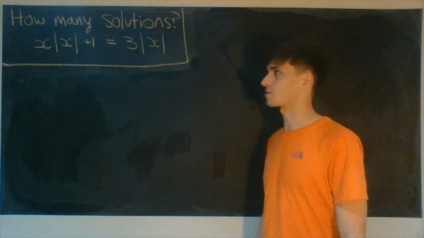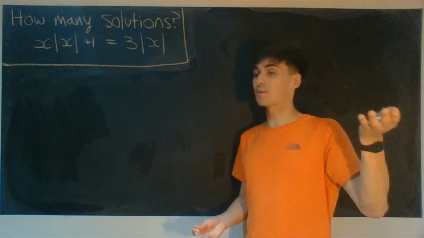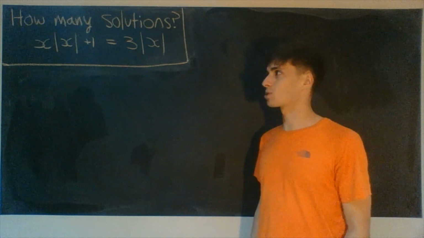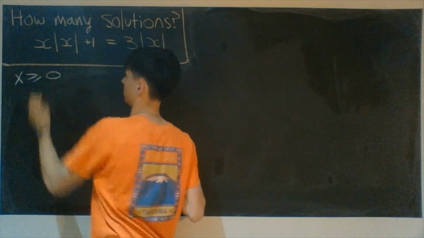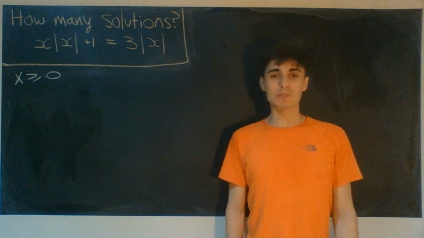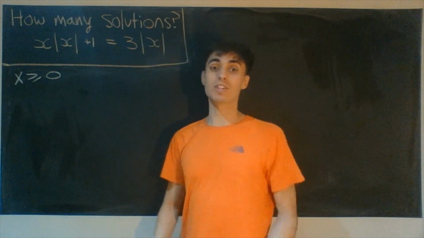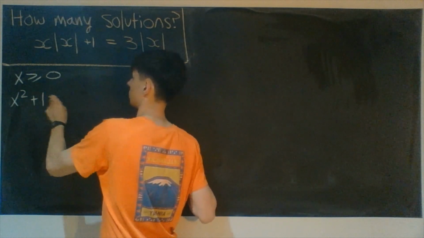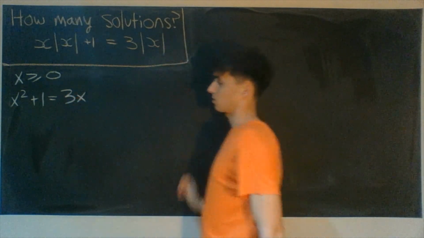If you've got a modulus function, we should be thinking of two cases, one where x is greater than or equal to 0, and the other where x is less than 0. Let's first think what happens when x is greater than or equal to 0. Moduli are really nice when this happens because they just go away. So x modulus x just gives us x squared. So we'll have x squared plus 1 equals 3 modulus x, which will just be 3x.